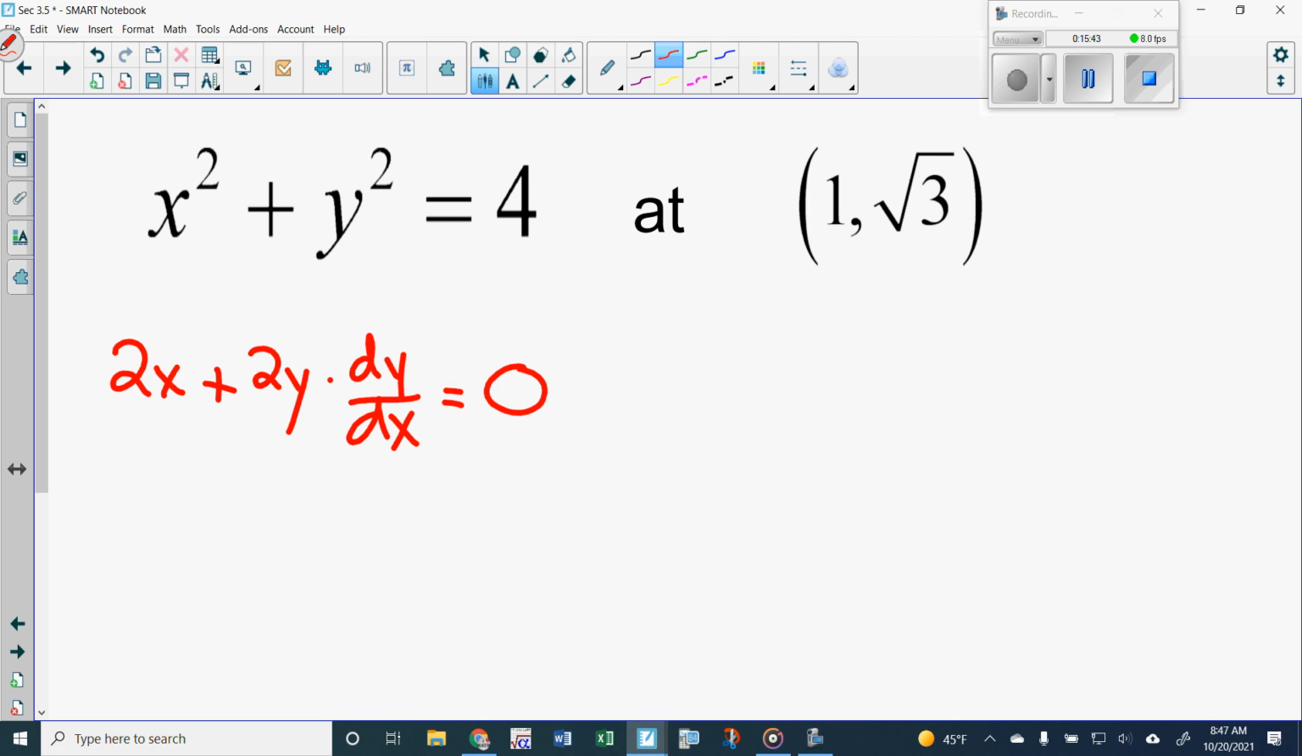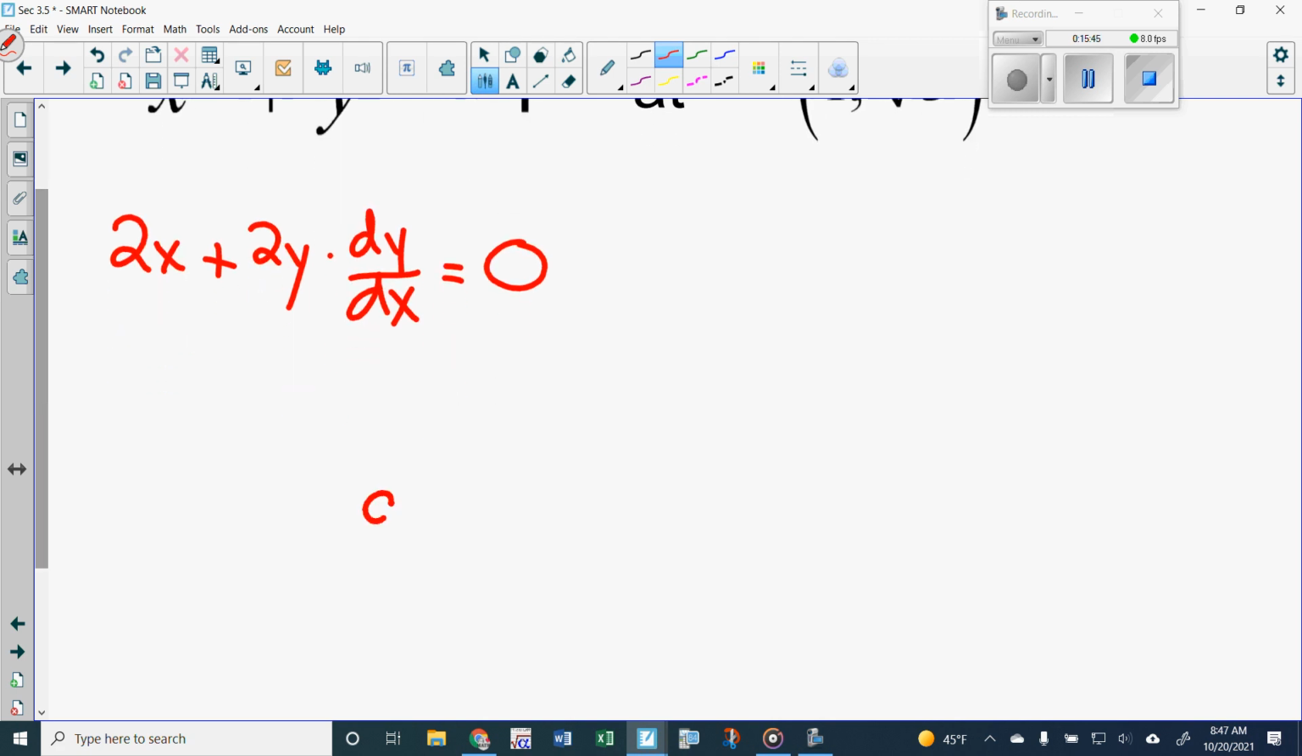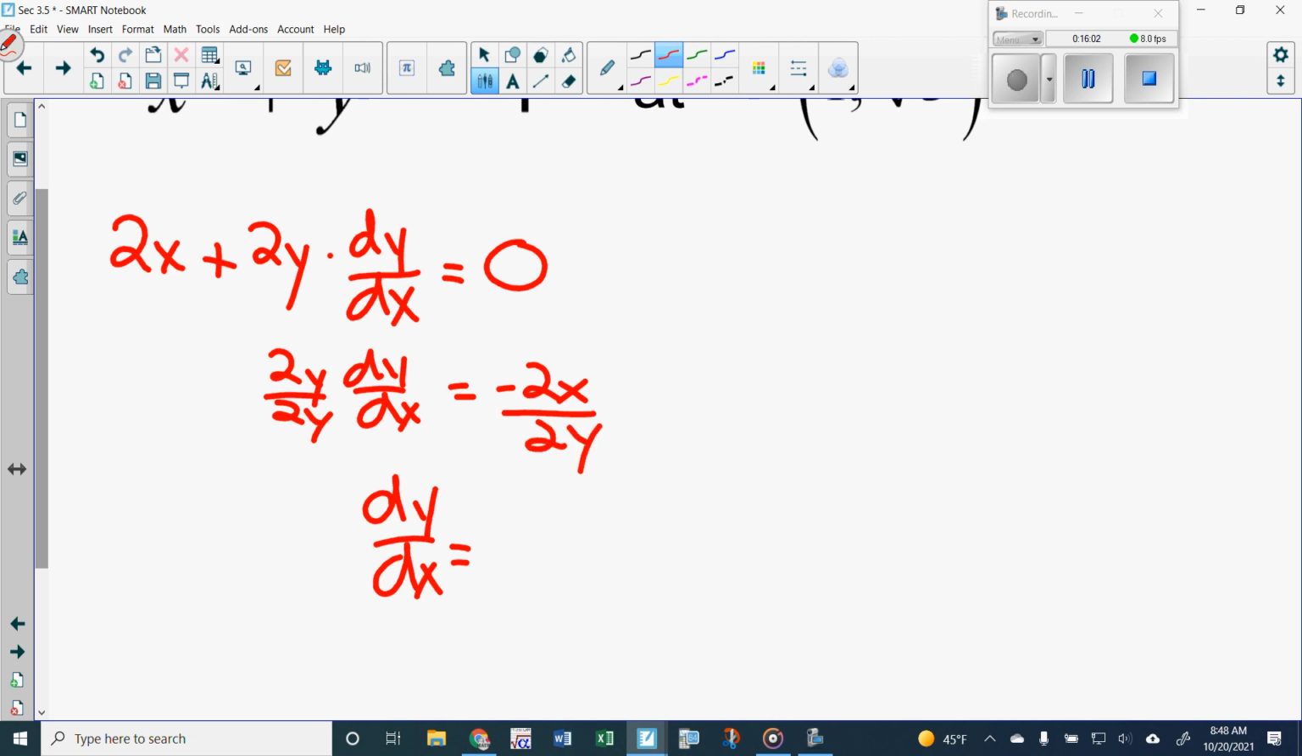Now, once you get to there, you need to solve for dy/dx. So you subtract over 2x, and then you divide by 2y, which gives minus x over y.